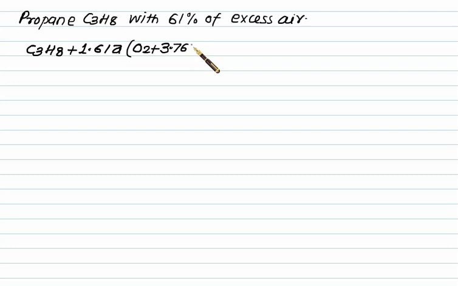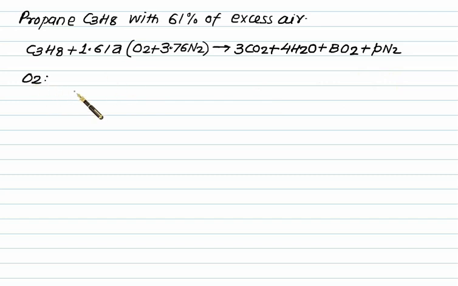Nitrogen moles are present and will produce P quantity. There is complete combustion because of excess air here. So we have C3H8 plus A times O2 plus 3.76 N2 giving, for complete combustion, 3 times CO2 plus 4H2O plus B times O2 plus P times N2. Now here we don't know the percentage of oxygen and nitrogen, so we'll just balance first.